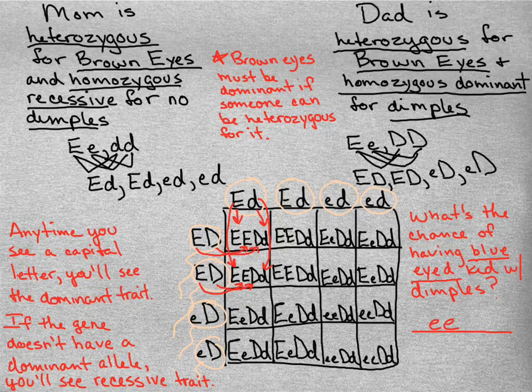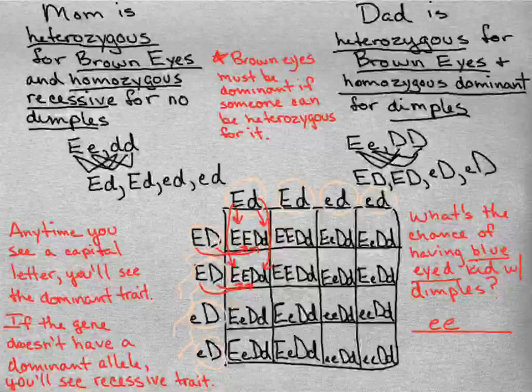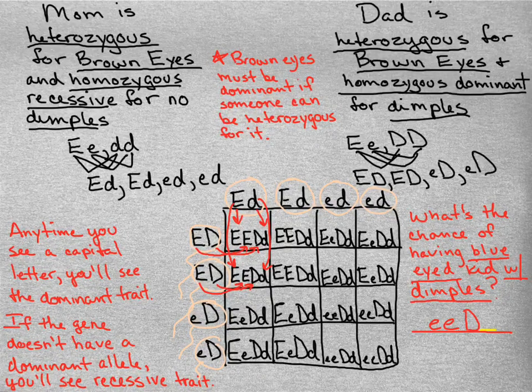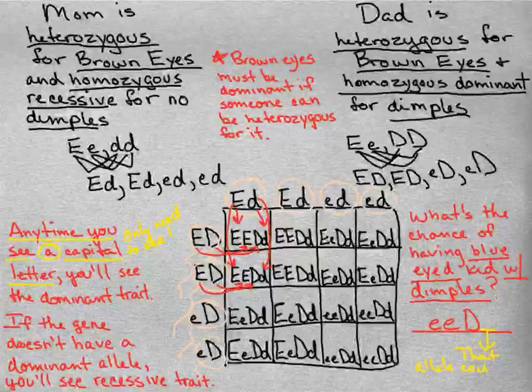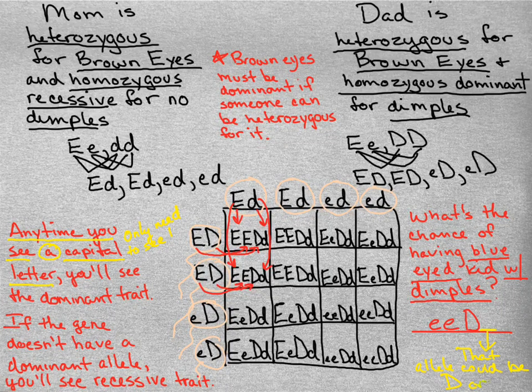Well, dimples is the dominant trait. So do I need to see 2 big D's or could I see just 1 big D? I only need to see 1. I only need to see 1 capital dominant allele in order to see the dominant trait. So I could look for EE capital D, or EE capital D lowercase d.